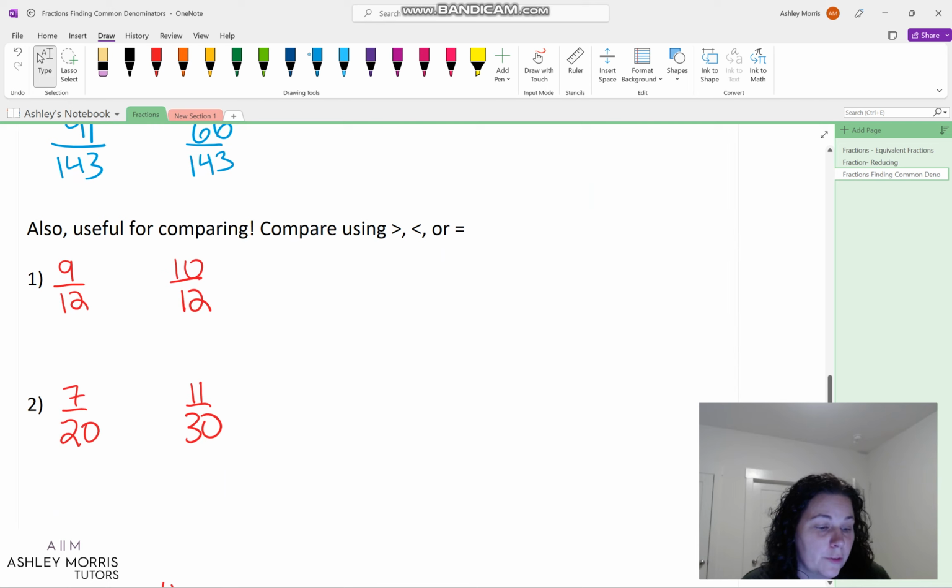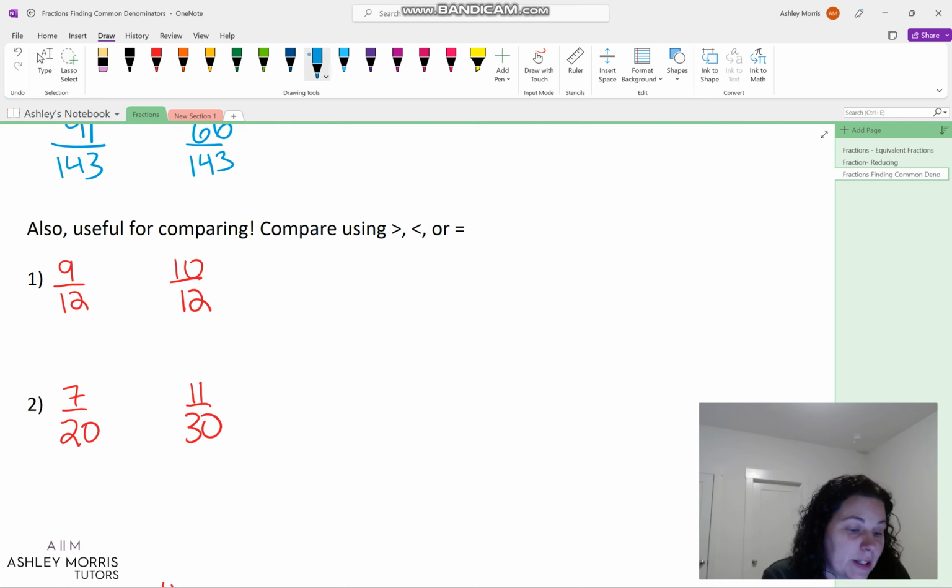All right, also useful for comparing. Use a greater than, a less than, or an equal to sign. So my trick for this is it's a hand, and it's grabbing the most money. So 9 over 12 and 10 over 12. Oh, yay, they already have a common denominator. Awesome. Which one has the bigger numerator? That tells us how many pieces out of that 12 we took. So the 10 is going to be bigger.